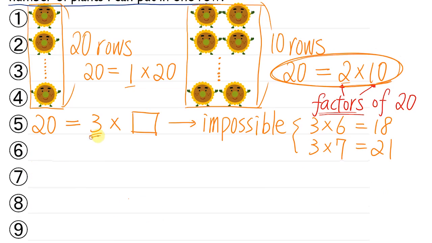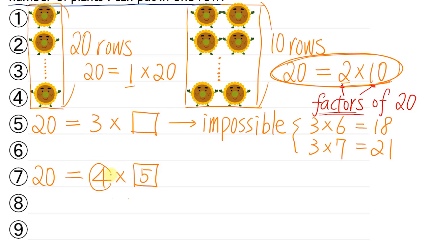And because we have tried 3, the next number we'll try is 4. 20 can be written as 4 times something. Indeed, 4 times 5 is equal to 20. Now that we have tried 4, the next number we will try is 5. Is it possible that I can put 5 sunflower plants in one row? Yes, we can, because 5 times 4 is 20.